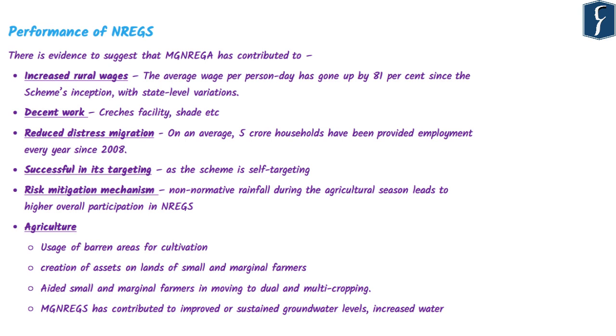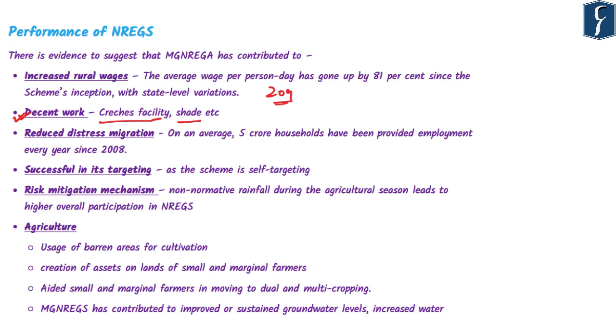But first thing is there has been an increase in rural wages. As we have seen, the present wage under the scheme, with some disparity among the states, is 209 rupees, and it has gone up substantially from the time it was instituted. Although to a limited extent, the scheme has helped in achieving the concept of decent work by providing facilities like shade and crèche facilities in certain NREGA sites, for example in Meghalaya, Andhra Pradesh and Telangana.